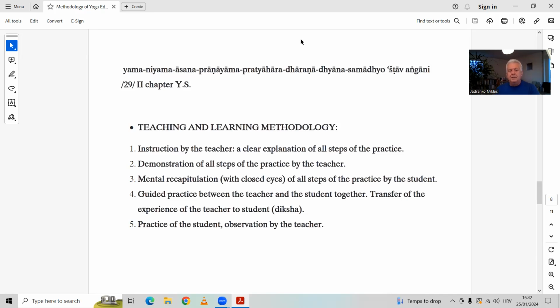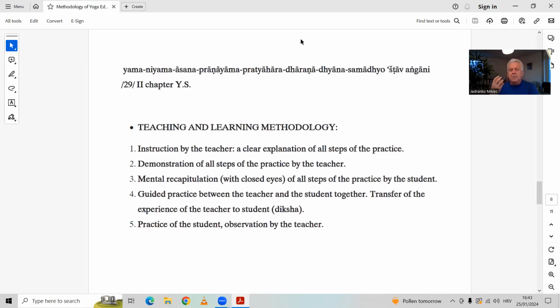And then after that, the student has time on his own, just to have mental recapitulation with eyes closed of all that he understood and what he saw, to combine this in his awareness into a very clear picture about the practice which he should perform. After that, the teacher and the student do the practice together. It is the guided practice between the teacher and the student together.